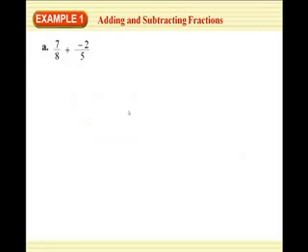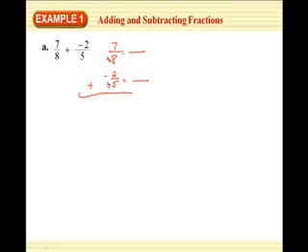Example number 1, 7/8 plus -2/5. Now here's where I write them different. I write them like this. Okay? I cannot add these because the denominators are not the same. So I have to think, what is the common denominator for 8 and for 5? So what can both of those go into?